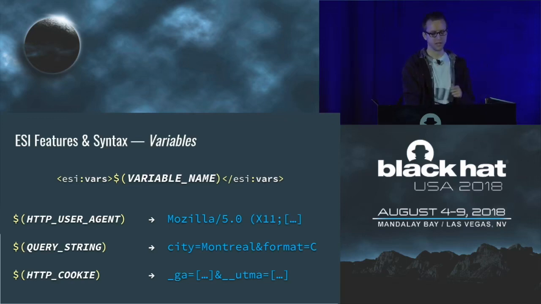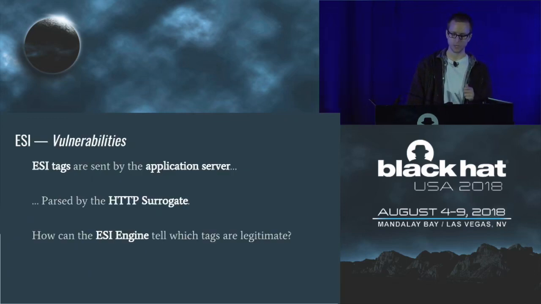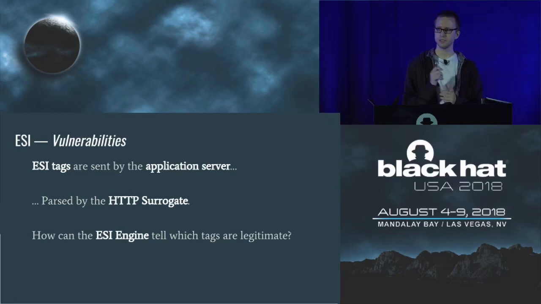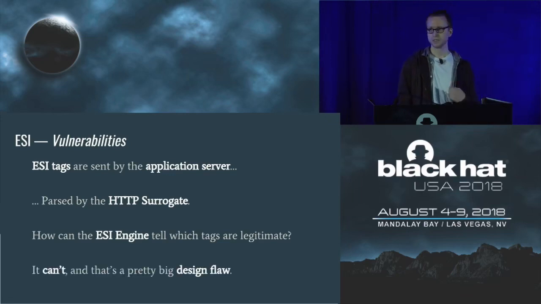So with this knowledge, we can start seeing where the vulnerabilities lie. We know two things right now. We know that ESI tags are sent by the application server. We also know that they're sent through the HTTP surrogate, and that this surrogate is going to parse those. And this leaves us with a very interesting and dangerous question, which is how can the ESI engine tell which tags are legitimate and which tags are being injected by a malicious user, just like cross-site scripting? And that's the problem. It can't. And that's a pretty big design flaw.